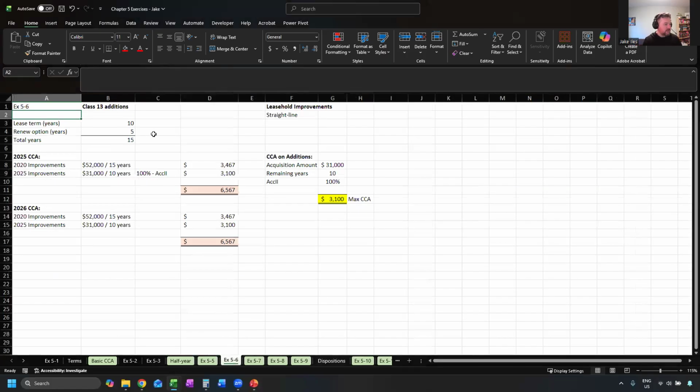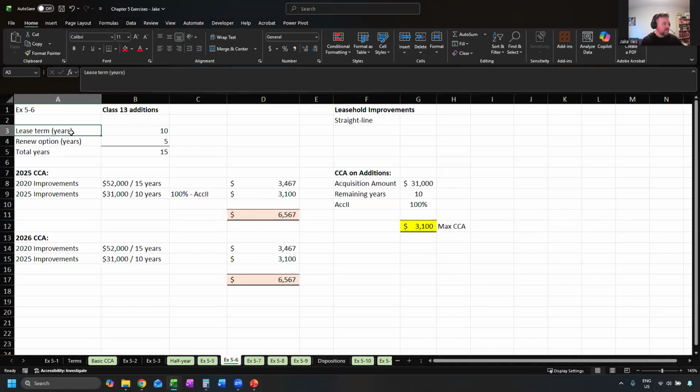To see this on the spreadsheet, we have class 13 additions. Our lease term is 10 years. The renewal option was 5, so 15. When we have renewal options, you might get multiple renewals. So you can renew 3 times for 6 years each, or 4 times at 2 years, whatever the case. We have multiple renewal options. For the purpose of this course, just take one.